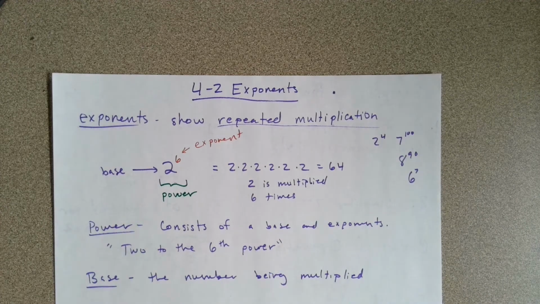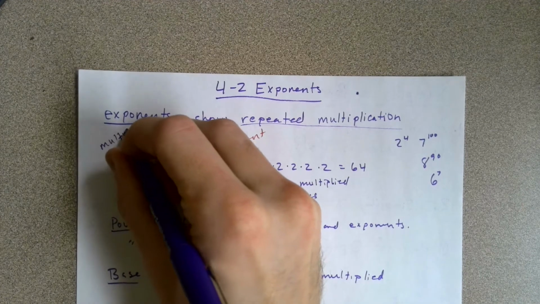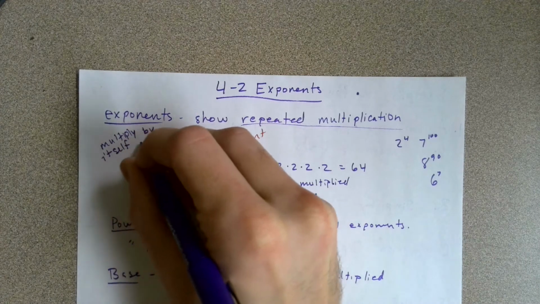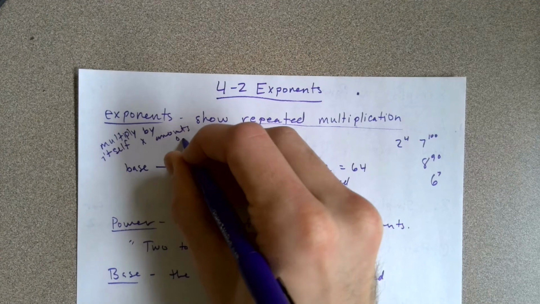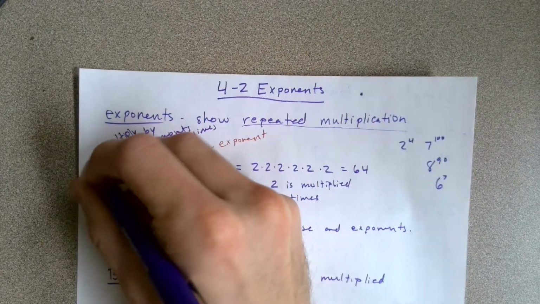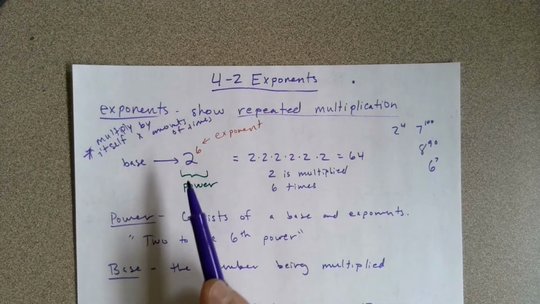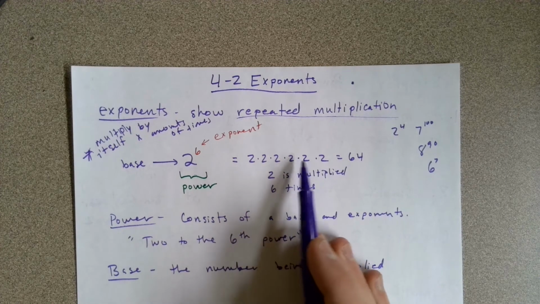And what is that? Well, all of those are telling us is to take the base number and multiply it by itself. I'll write that over here. Multiply by itself X amount of times. So we're going to take 2 and multiply it by itself 6 times. So we're going to do 2 times 2 times 2 times 2 times 2 times 2.